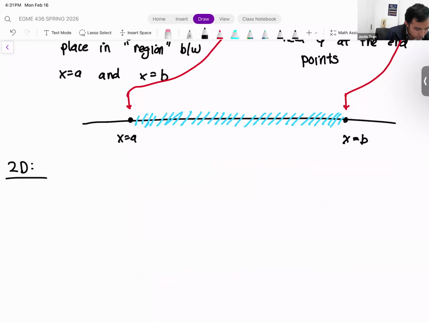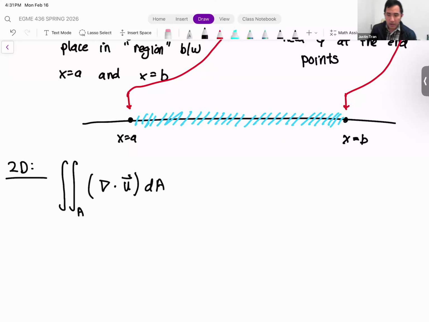Okay, so in 2D, the divergence theorem has the following form. Our region integral is given by a double integral over a region A. And our integrand in this case is the divergence of some vector field U. All right, so this right here is a region integral.